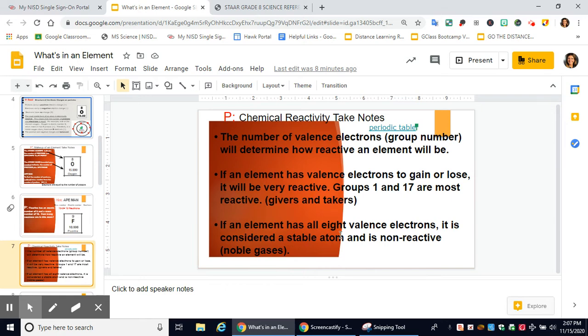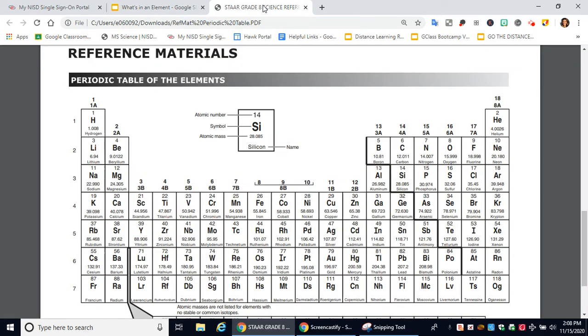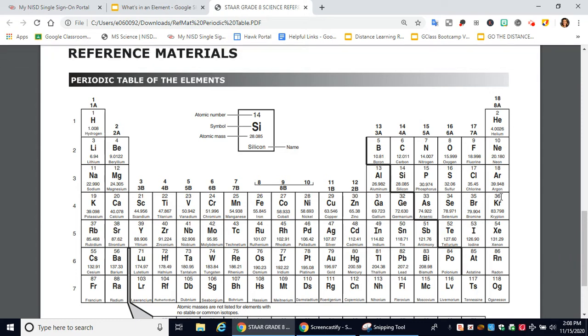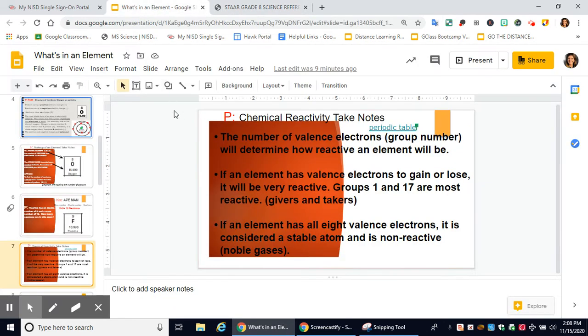If an element has all 8 valence electrons, it's considered to be a stable atom, and it's a non-reactive atom. And those are your noble gases. So going back over to the periodic table, in group 18, all these elements have 8 valence electrons in that outer shell, so they're stable. They're not going to react because they have exactly what they need. And all of these elements are called the noble gases. They're the least reactive out of all the elements on the periodic table.